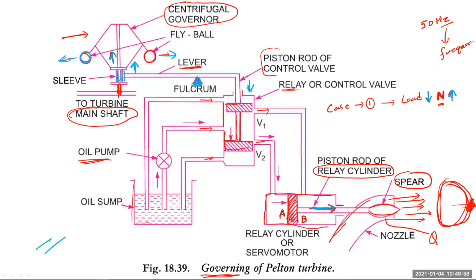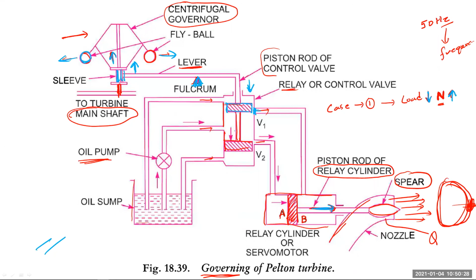So this part of the lever will try to come down, and this portion is connected to the piston rod of this control valve. What this will do, it will close your valve V1. This piston will close this passage. If this will be closed, then this V2 will be open. When it will come down, it will close V1 and V2 will be open.